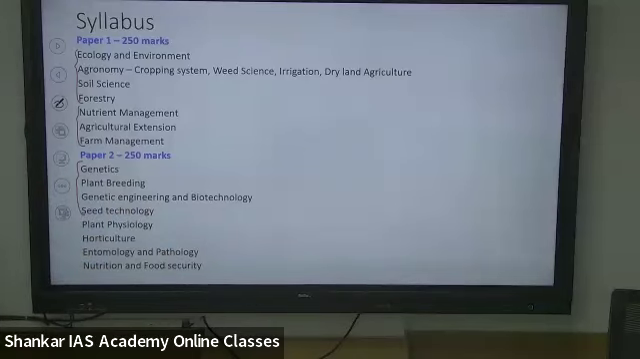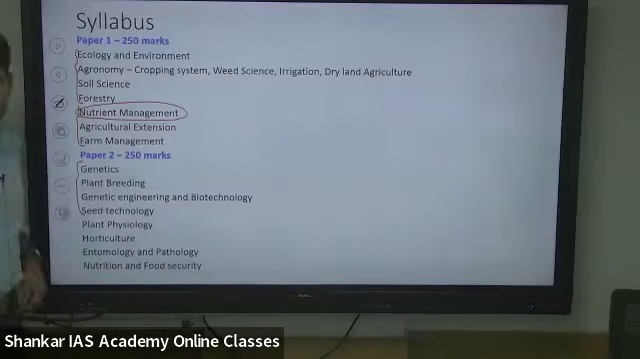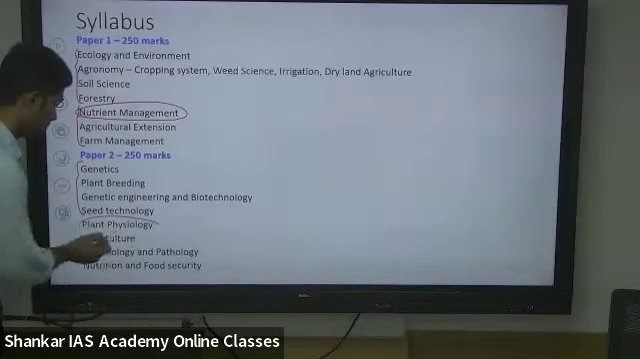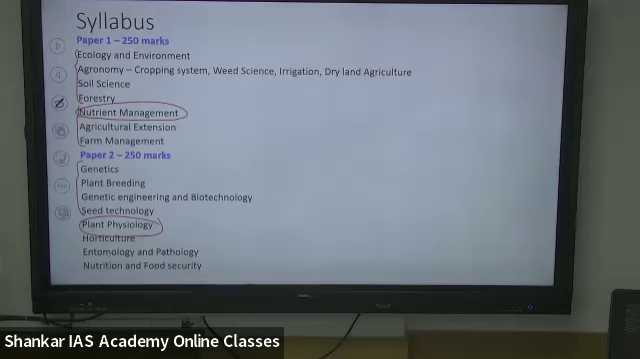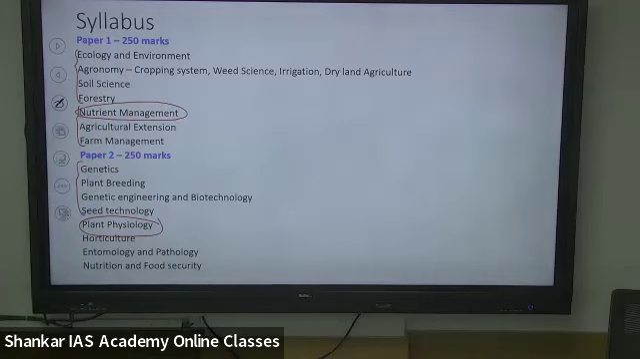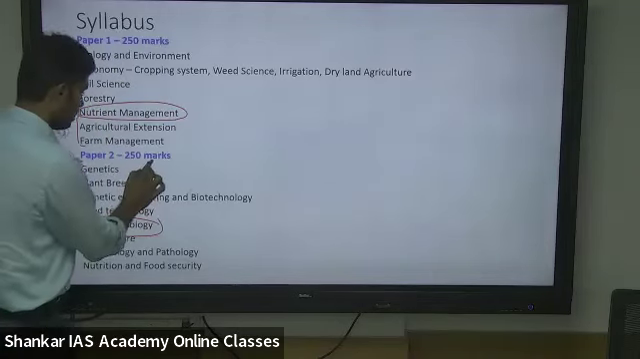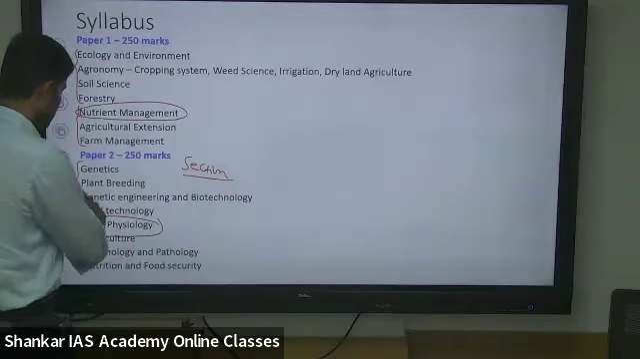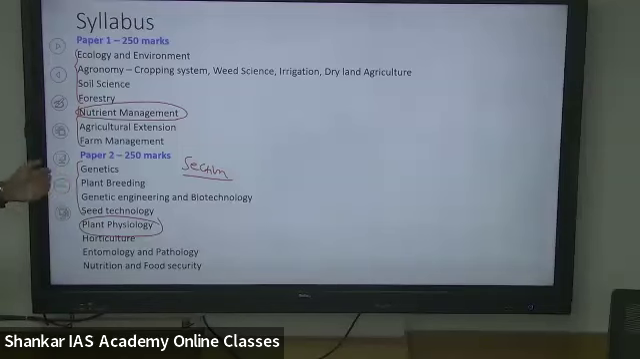But some topics are common between section A and section B, for example nutrient management, soil and water conservation and irrigation. In paper 2 also, plant physiology is a common subject; the question may come in either section A or section B. Otherwise, the first 4 topics come in section A and the remaining in section B. So in paper 2, section A consists of purely technical areas: genetics, cell biology, plant breeding, seed technology, biotechnology.